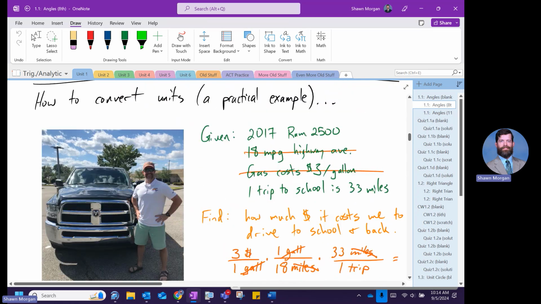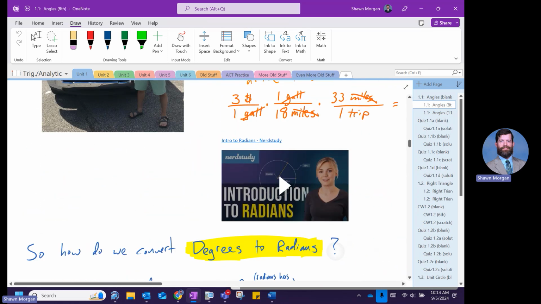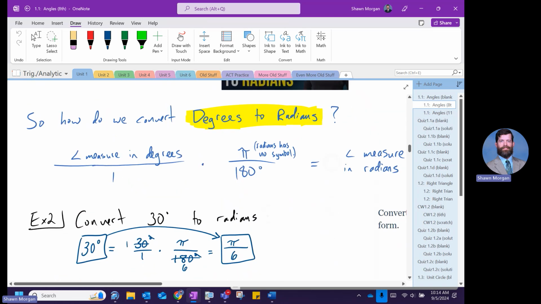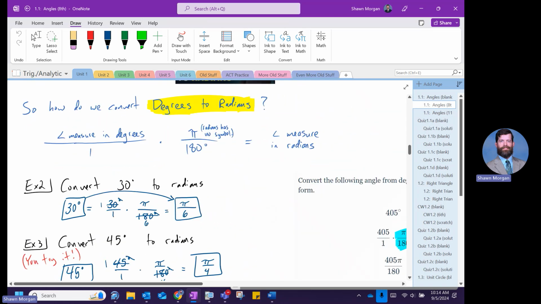The way that you convert degrees and radians, there's a real cute little lady in a video that I'll show you guys in the spring who talks about converting degrees and radians. You multiply by 180 over pi or pi over 180. So 30 degrees gets converted to pi over 6 radians. It's just a different way of looking.